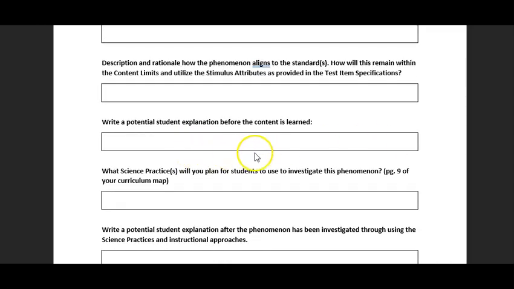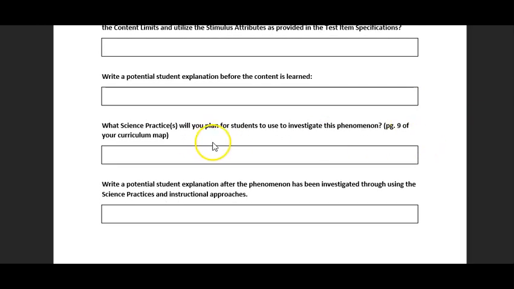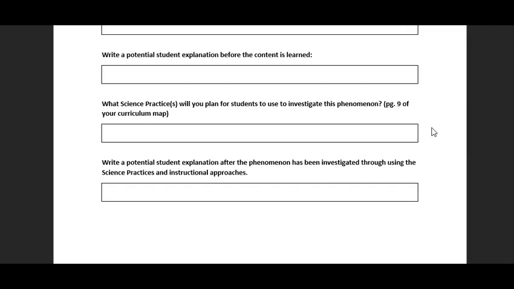Right here, write a potential student explanation before the content is learned. It's always good to anticipate student thinking and maybe their misconceptions and the things they may say in regards to that phenomenon. Right here, what science practices would you plan for students to use to investigate this phenomenon? That's page 9 of your curriculum map, and that's why you have a hyperlink of this resource on the page, so you can get yourself familiarized with all 8 of those and see which 1 or 2 or more may naturally fit in the investigation process for your students.